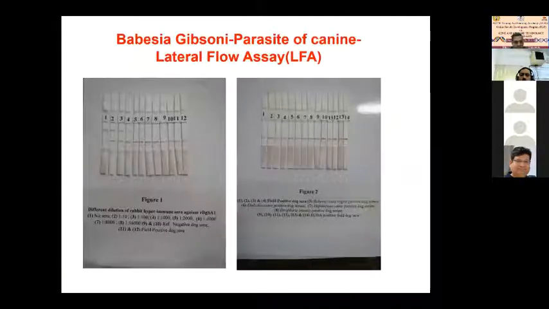This is the first work that we did 5-6 years back, on Babesia gibsoni, and it was very nice and comprehensive work. We also checked it against different organisms and different sera, for Babesia canis, Babesia vogeli, Ehrlichia canis, and Hepatozoon canis. We tested these other organisms and found that it is very specific to Babesia gibsoni. Next.